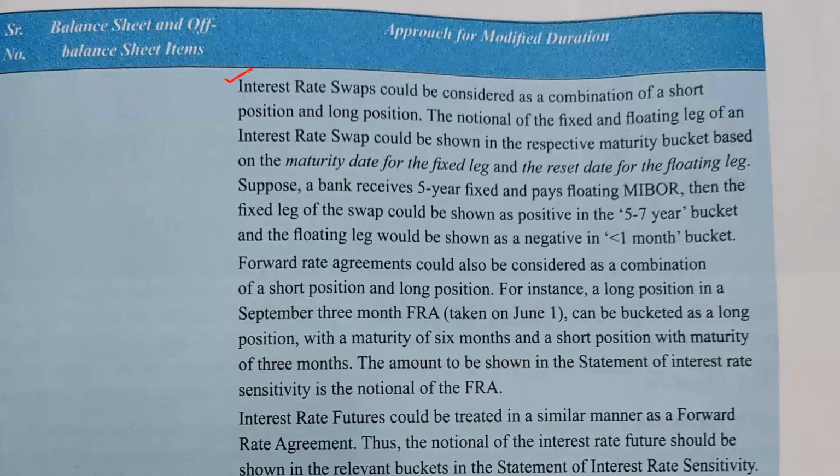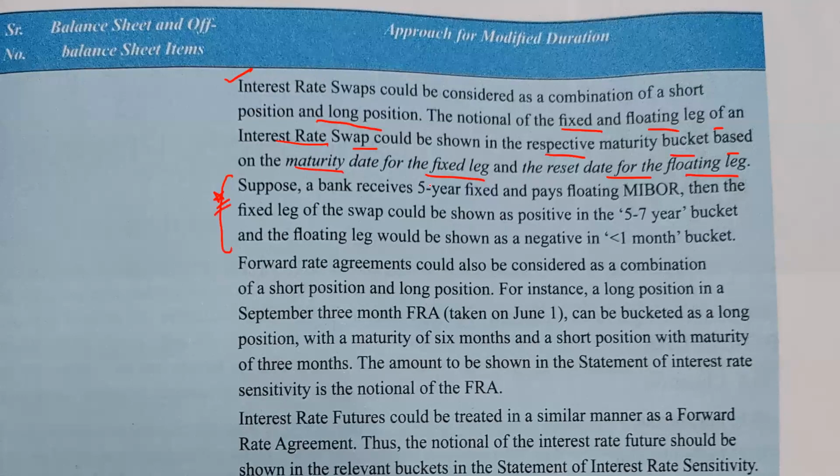So an interest rate swap could be considered as a combination of a short position and a long position. The notional of the fixed and floating leg of the interest rate swap could be shown in the respective maturity bucket: on the maturity date for the fixed leg, and on the reset date for the floating leg. The same type of question will be asked.